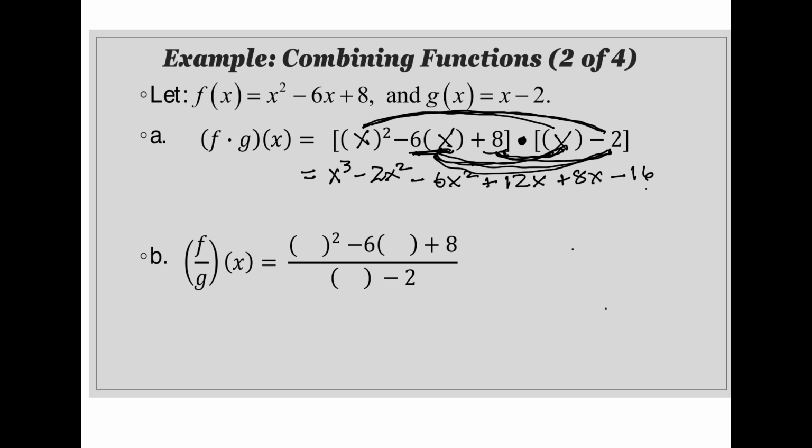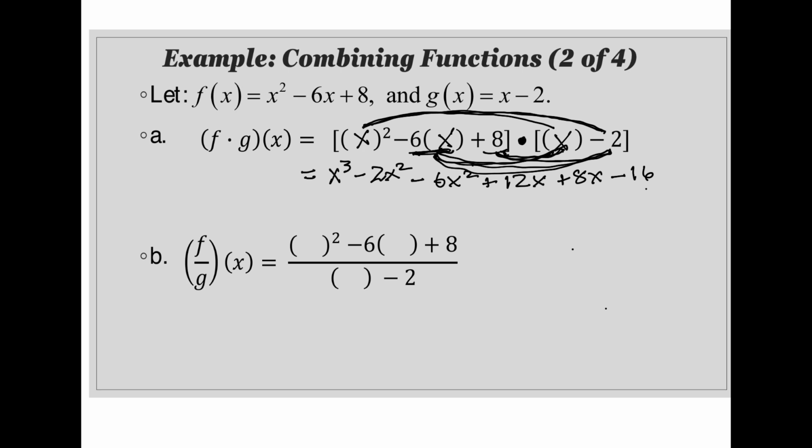And yeah, so every term in the first bracket or parenthesis got multiplied by every term in the second bracket or parenthesis. That gives us a sum total of 3 terms times 2 terms, which is 6 multiplications. And you can see we ended up with 6 terms here.